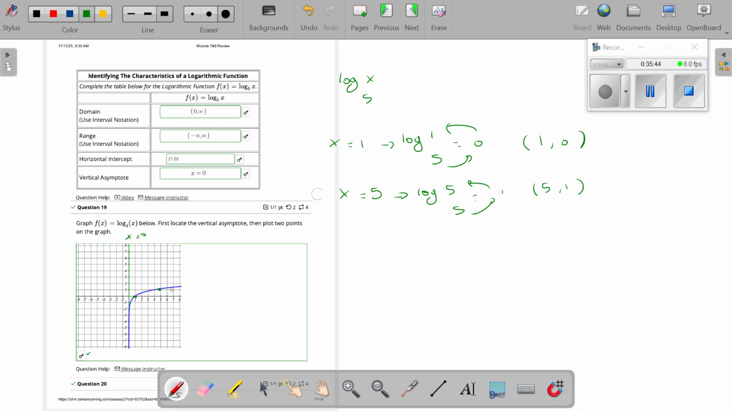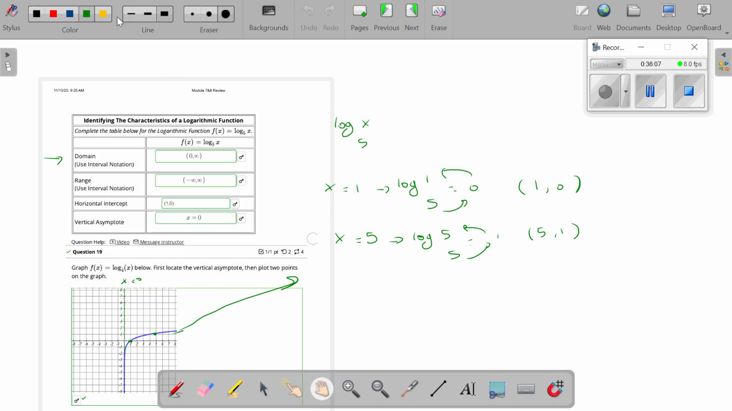The range from bottom to top, we see that the function is going to continue forever. So it's going to cover everything, all the y values. So it's negative infinity to infinity. And domain, you go from left to the right. And we see that the function is just starting from 0 because we have an asymptote. So you put parenthesis 0 and goes to infinity.